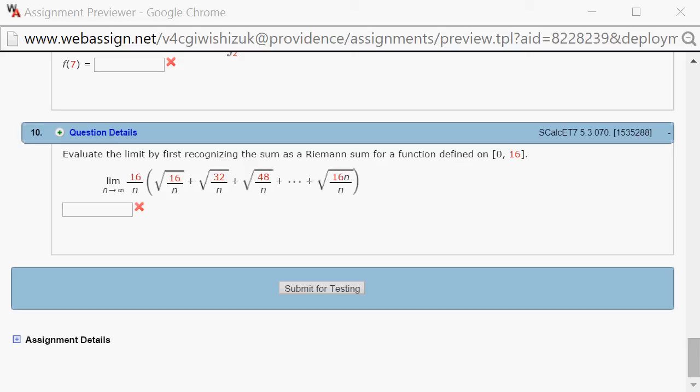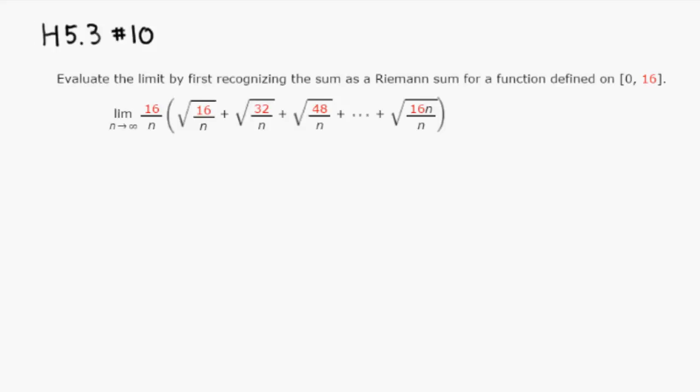Alright, let's look at homework 5.3, problem number 10. We're going to look at this as the limit of the Riemann sum, so that we can rewrite it as a definite integral. Then we can evaluate from there. Alright, so let's do that.